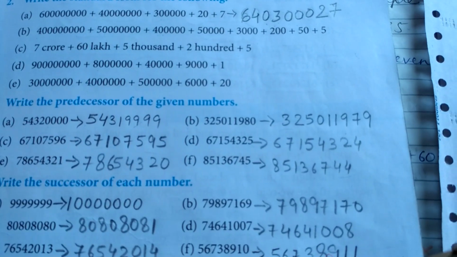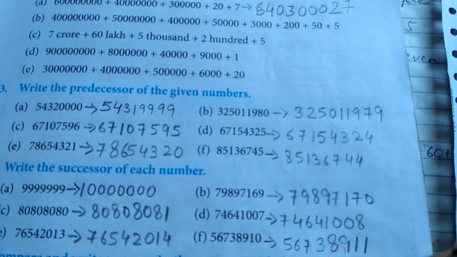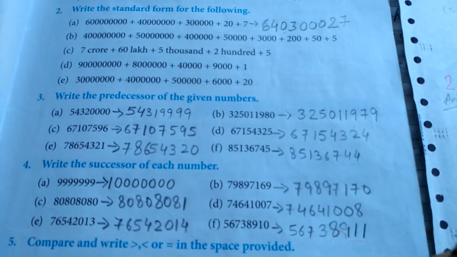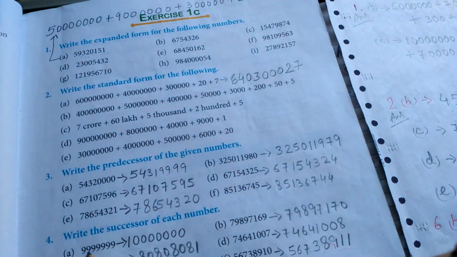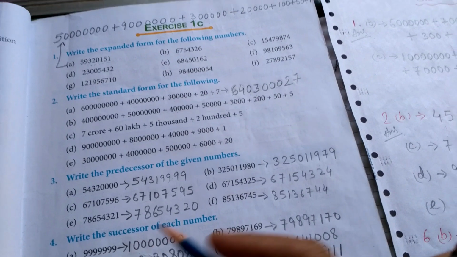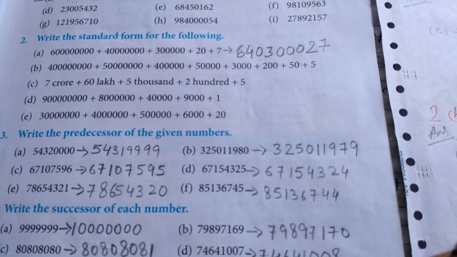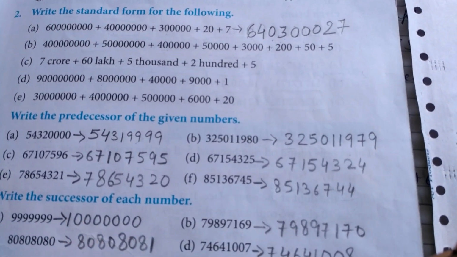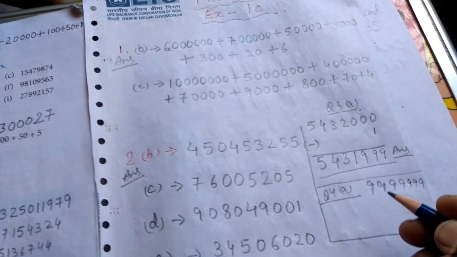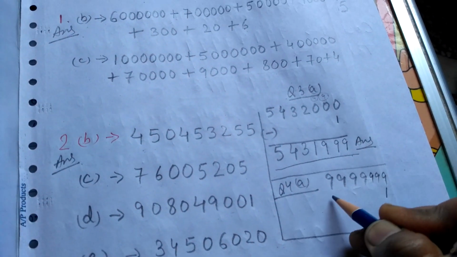Then again, for one question, I am showing you the step. Question 4, it is how many times 9? 1, 2, 3, 4, 5, 6, 7. Okay, 7 times 9 we have written, and then we have to add 1 to it.